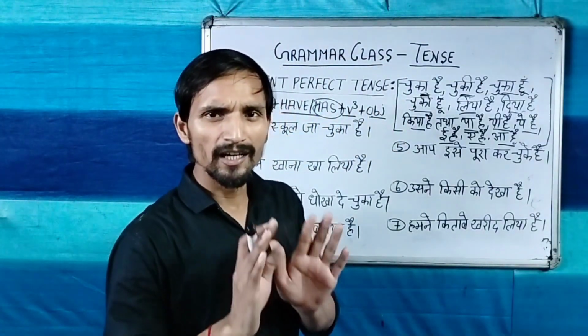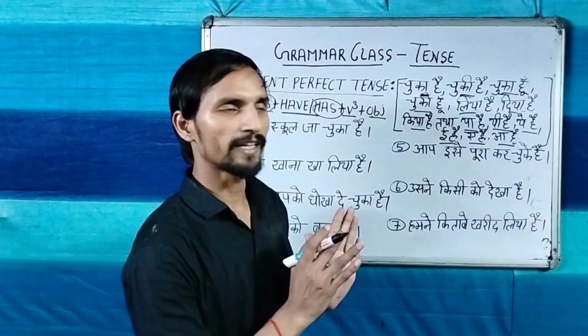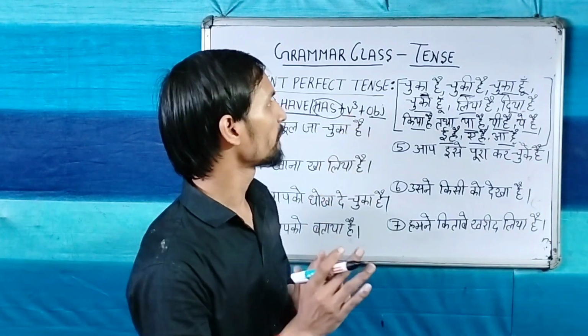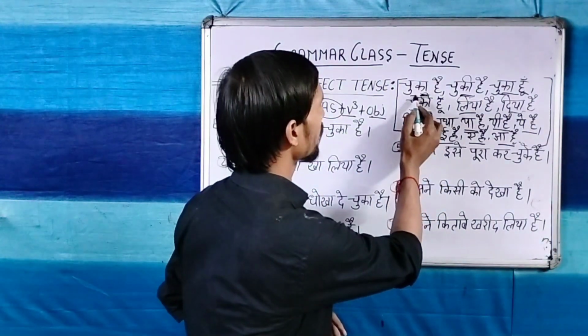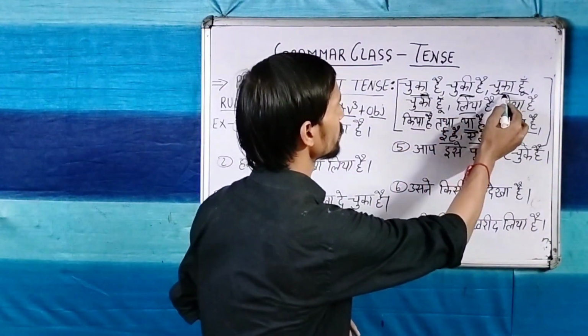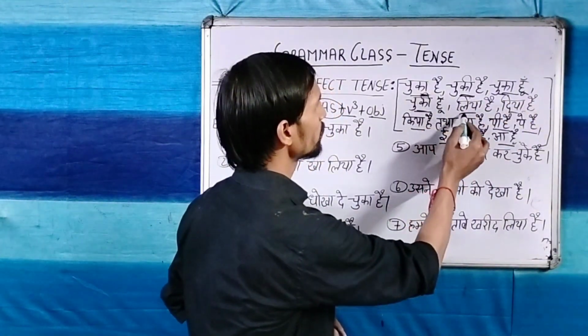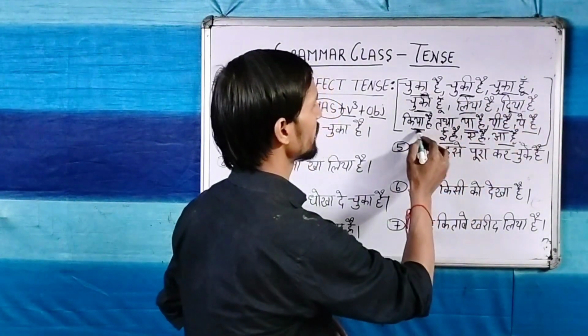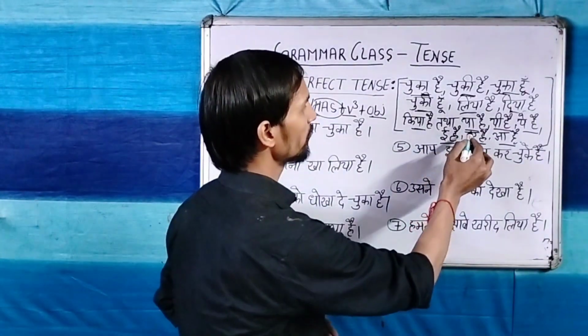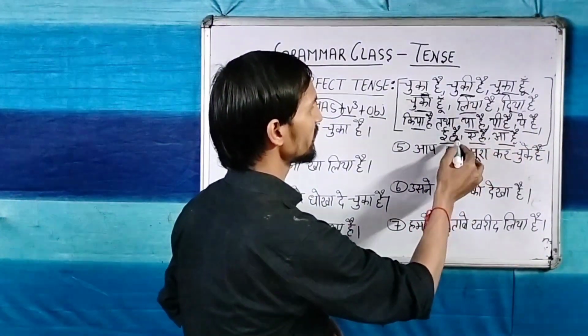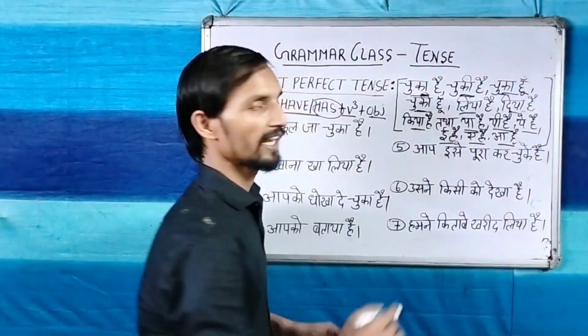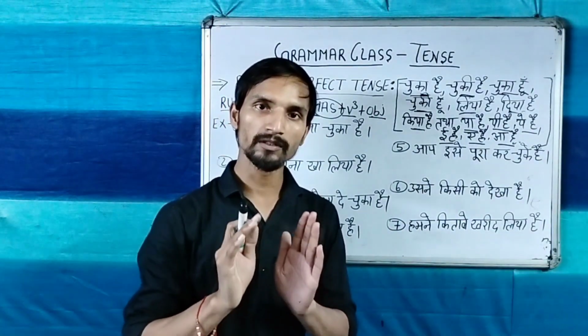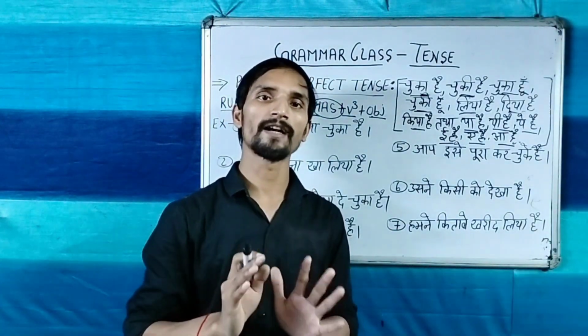So what are the identity of present perfect tense? The identity of present perfect tense with main verb: चुका है, चुकी है, चुका हूँ, चुकी हूँ, लिया है, दिया है, किया है, and also या है, ई है, ये है, ई है, ए है, and आ है. If these words are coming, so that is called present perfect tense.